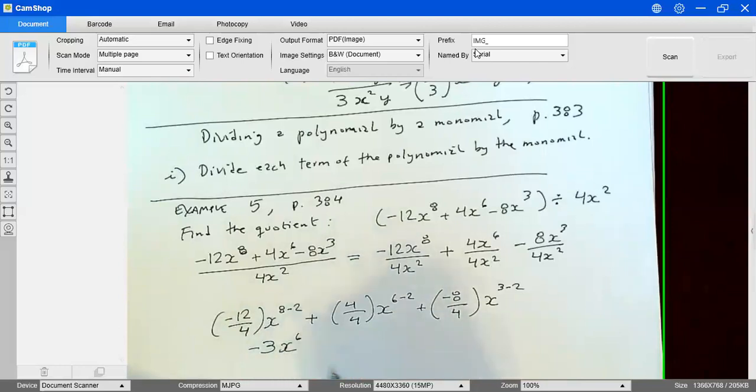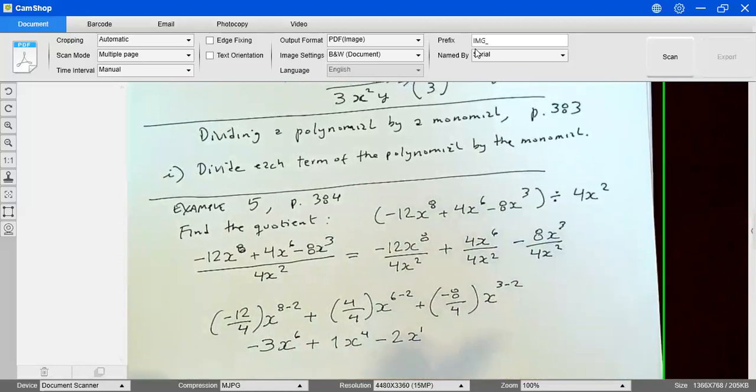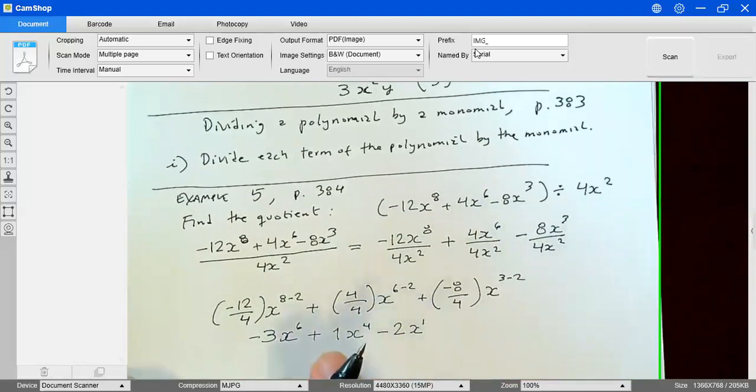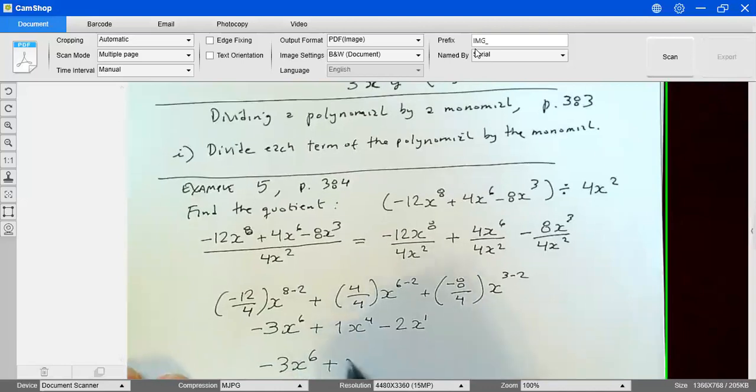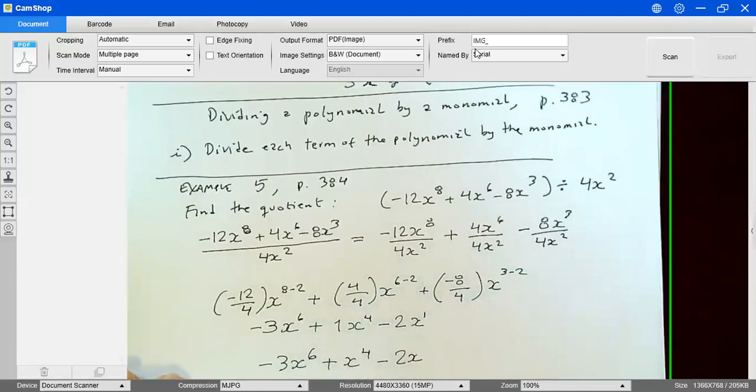X to the 6th power. This is going to be just 1. You can write 1, it's fine. And then x to the 4. And then finally, negative 2x to the 1. You can write also 1, 3 minus 2. And then you remove the ones that are as coefficients or as exponents. So your final answer is just this one, without ones as exponents or without one as coefficient.